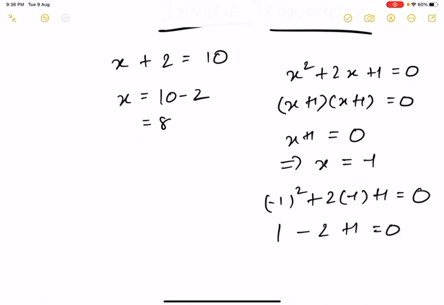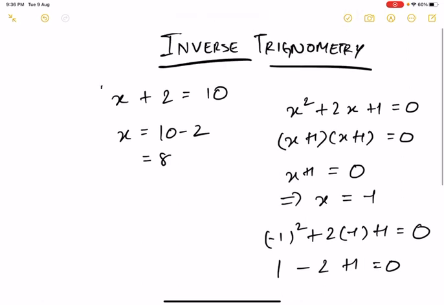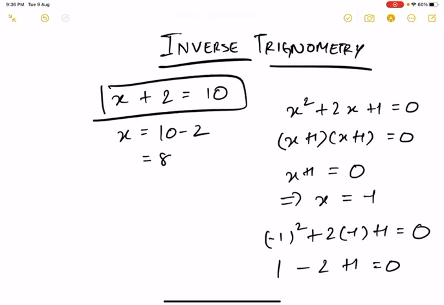So that is how you solve basic equation. This is a linear equation. Linear means power of unknown variable, which is x, is 1. And this is a quadratic equation. Quadratic means power of unknown variable is 2. That is the power of x is 2. And here power of x is 1. And here power of x is 2.